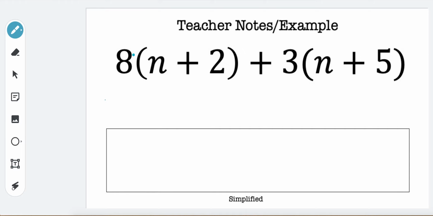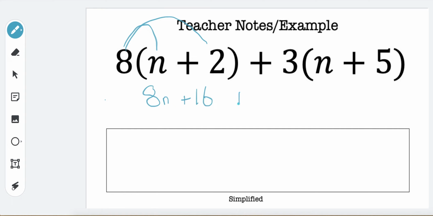Okay, so remember what this means is we have 8 of what's inside these parentheses and we're going to add 3 of what's inside these parentheses. Okay, so to simplify it we're going to go 8 times n is 8n. And then 8 times 2 is 16.